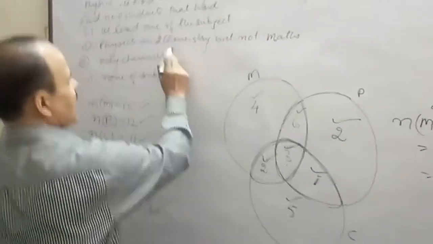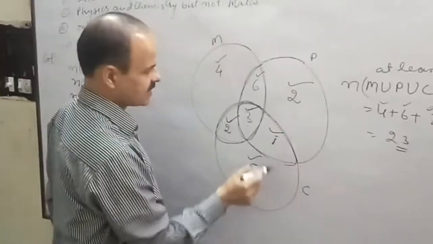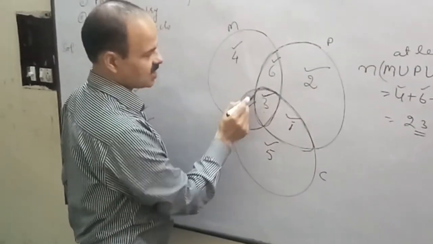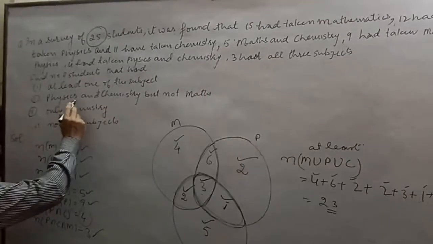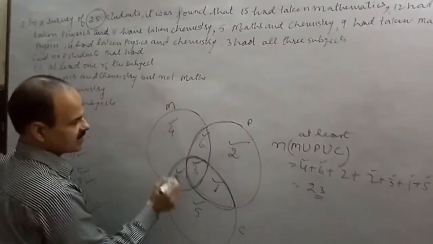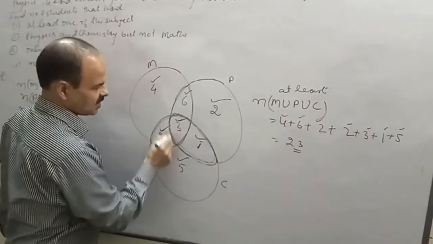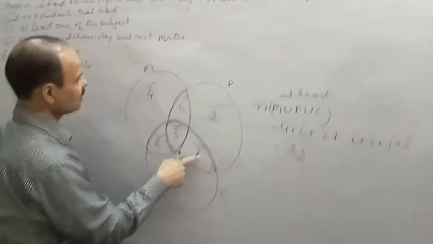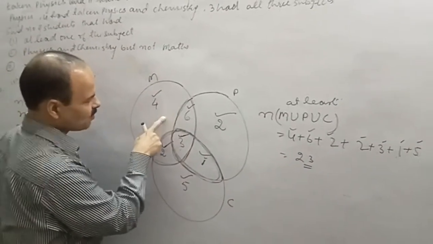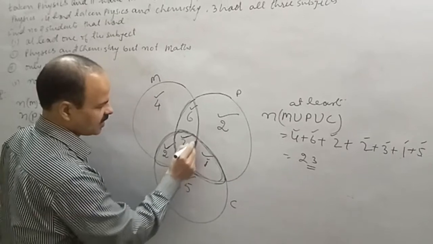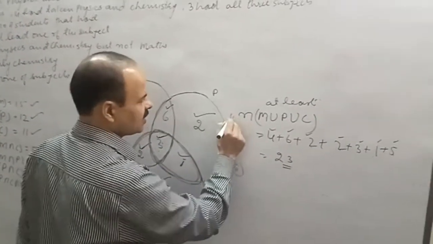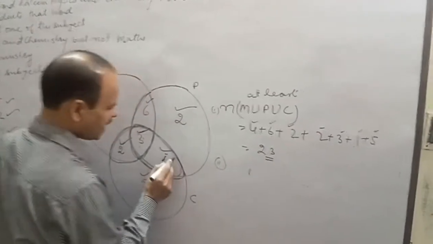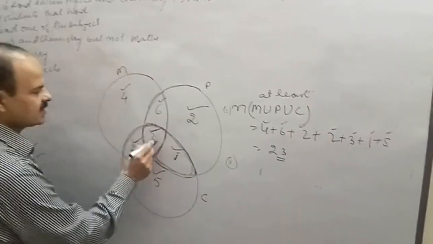Second one, physics and chemistry but not maths. Physics and chemistry, this is common. Physics and chemistry but not maths. Physics and chemistry, total 4 is there. Now you have to delete maths from here. Maths students will not be there. So you have to reject this 3. So second part answer will be 1.